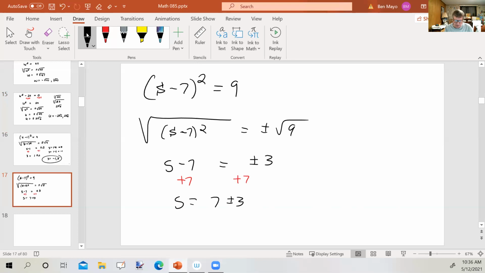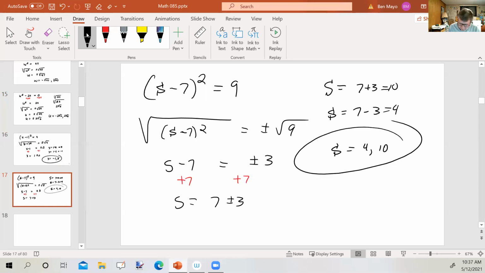So s equals 7 plus or minus 3. Make sure you put the 7 in the front instead of after the plus or minus 3, because otherwise you might think that the plus or minus also goes with the 7, and it doesn't. So s equals 7 plus 3, which is 10. s equals 7 minus 3, which is 4. So s equals 4 and 10.